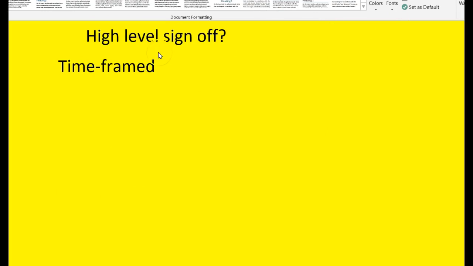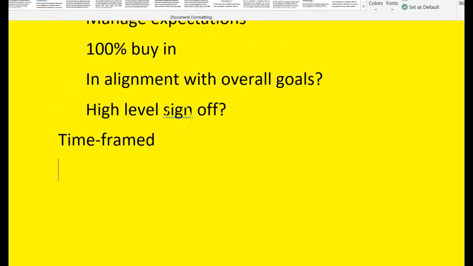Time-framed. Everything in business is time. You know, time is of the essence in everything in business. So, or we should put time as essential. More concise way of saying that. Okay.